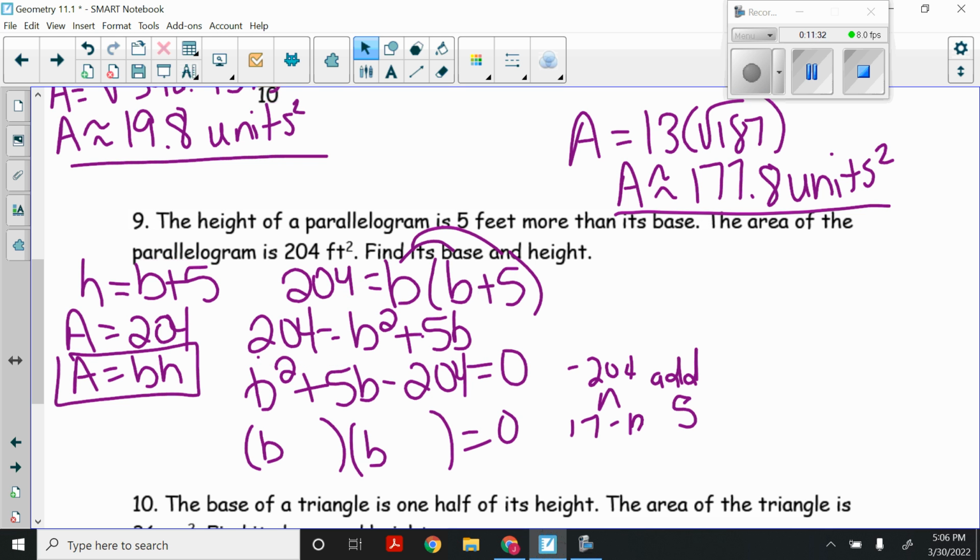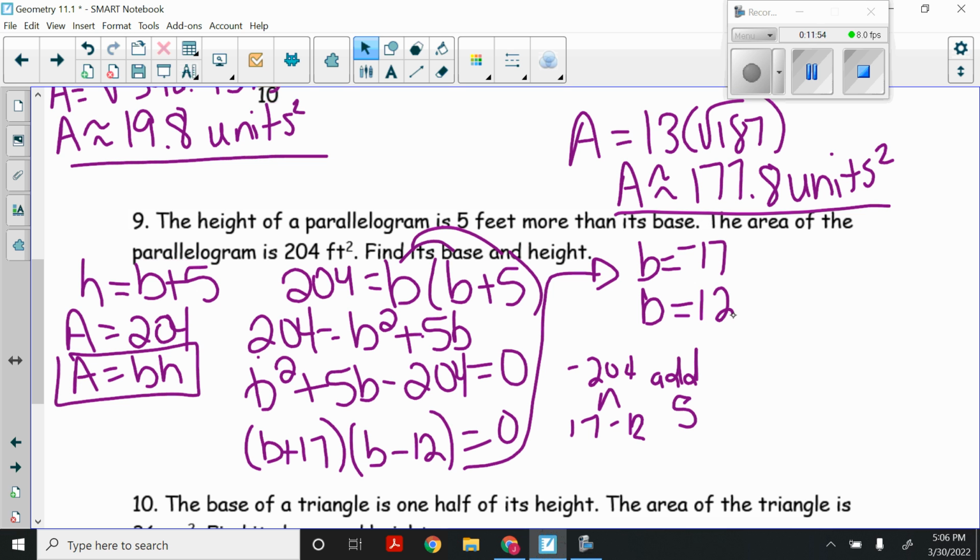17 times negative 12 gets me negative 204. 17 minus 12 gets me 5. So this would be B plus 17, B minus 12. And I'm just going to come up here. B plus 17, so that comes out opposite. So base is negative 17. B minus 12 comes out opposite. Base is 12. Now I have to figure out which one of these am I using.